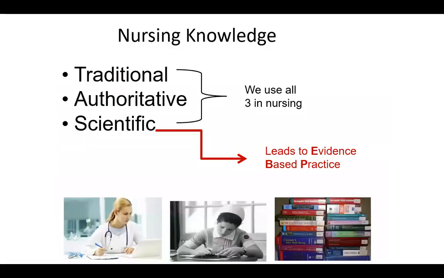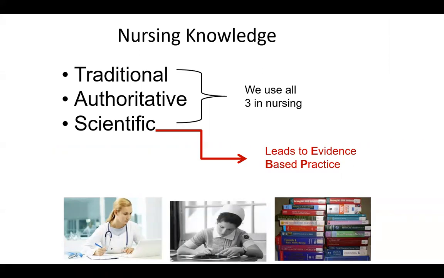So where does our nursing knowledge come from? Well, we have traditional knowledge, authoritative knowledge, and scientific knowledge. Traditional knowledge is the part of nursing passed down from generation to generation. A lot of times it's based on subjective data. This is the way we've done it forever, honey. That's what the older nurses will tell you. And a lot of times it's the best thing.